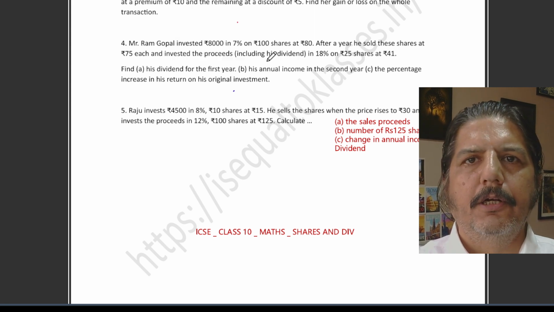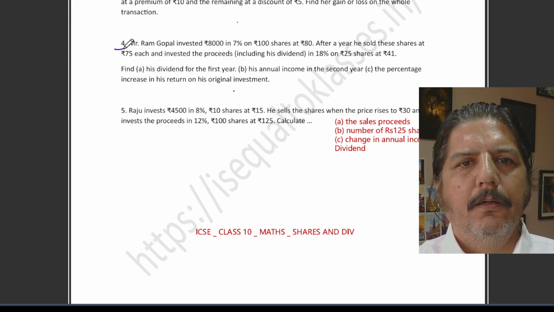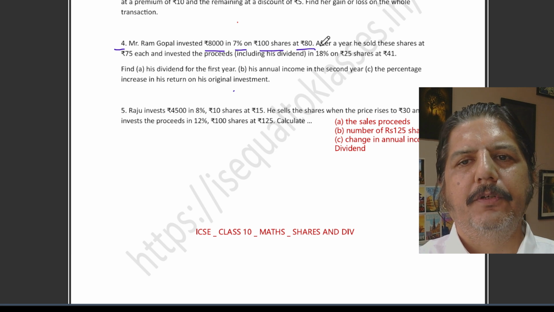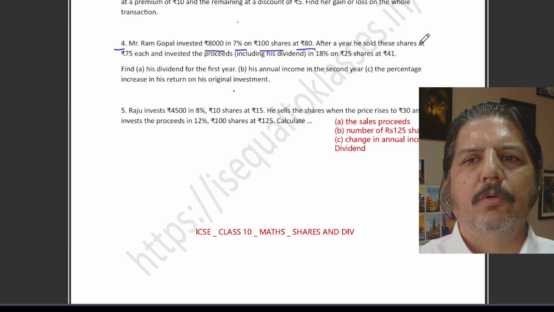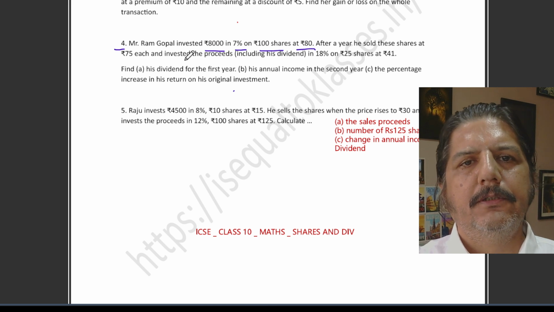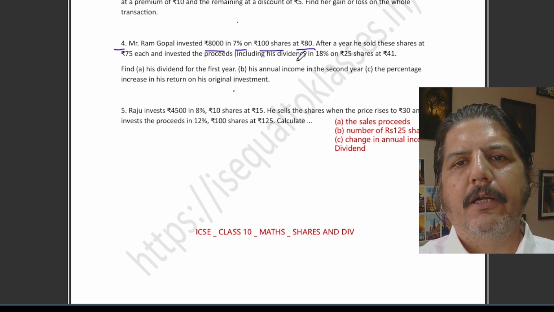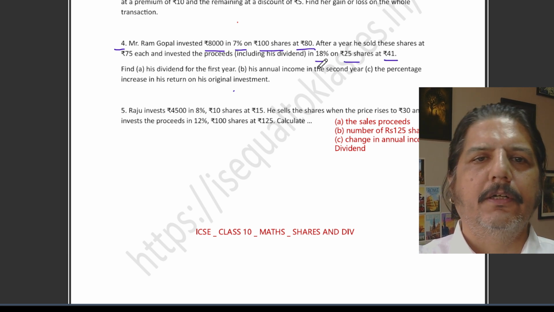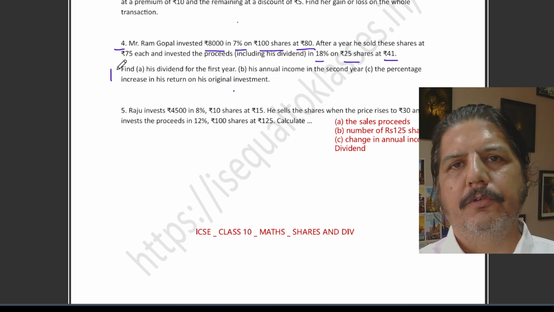So let's move to the next question. Mr. Ram Gopal invested rupees 8,000 in 7% shares on rupees 100 shares at rupees 80. After a year, he sold these shares at rupees 75 each. Invested the proceeds, including his dividend, in 18% on rupees 25 shares at rupees 41. And then there are questions which are asked.